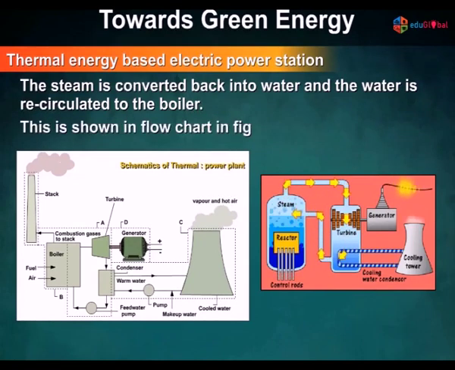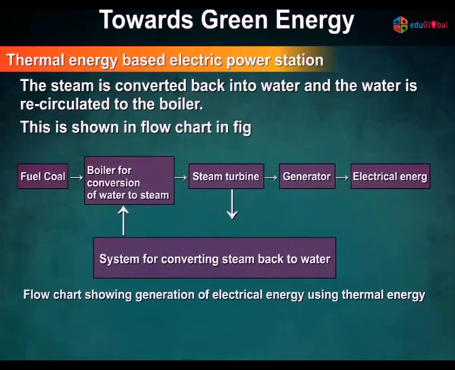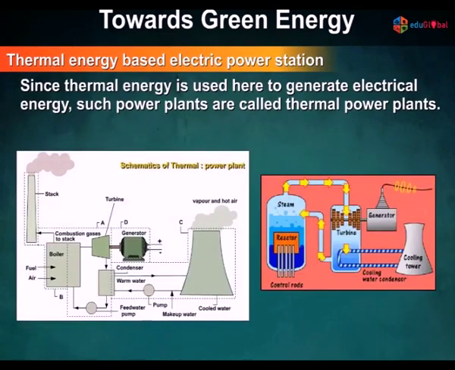This is shown in flow chart in figure. Flow chart showing generation of electrical energy using thermal energy. Fuel coal, boiler for conversion of water to steam, steam turbine, generator, electrical energy. System for converting steam back to water. Since thermal energy is used here to generate electrical energy, such power plants are called thermal power plants.